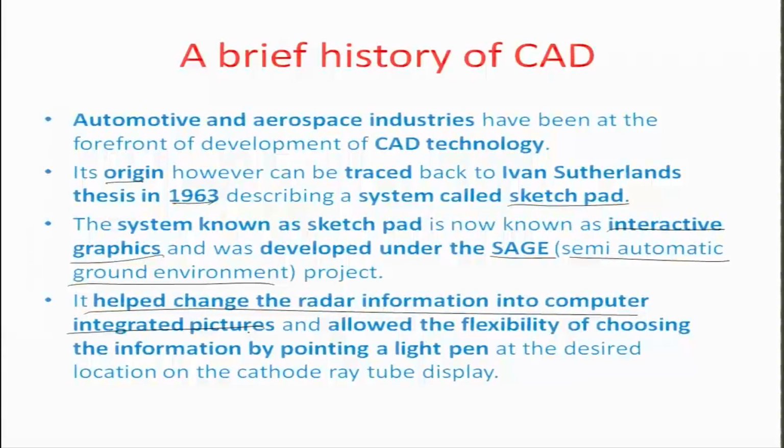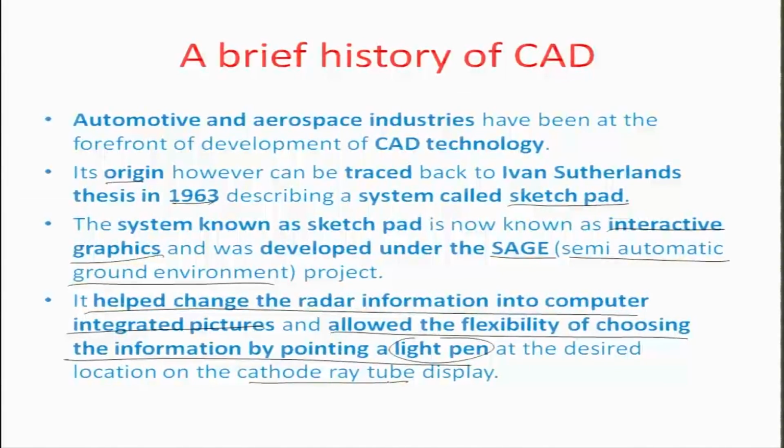So, it allowed the flexibility of choosing the information by pointing a light pen, so that you could zoom up into a certain region, go into the details, and so on. And the issue was at what resolution you could save the picture, so that you could reflect all those details as and when you pinpointed or indicated a certain area. The light pen interacted with a cathode ray tube which would display the image and help you zoom up or zoom down and go to different sections of the image. So, that is how CAD started.